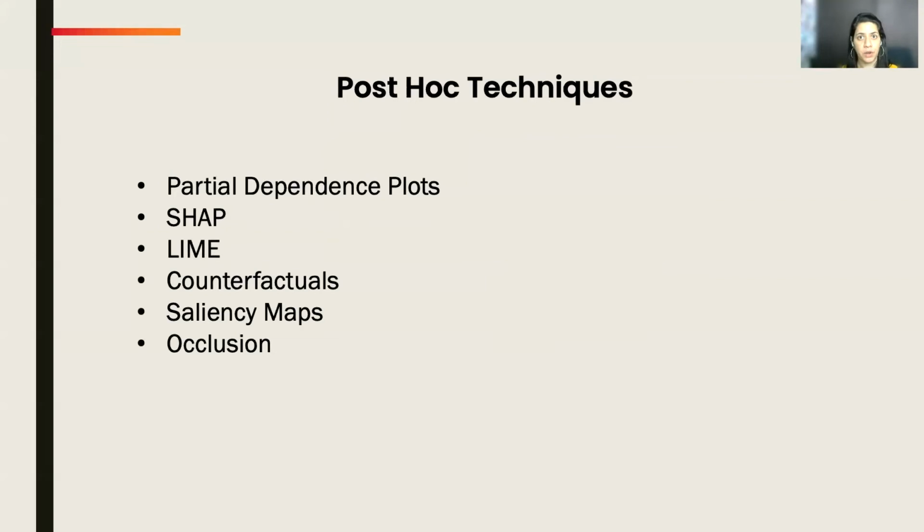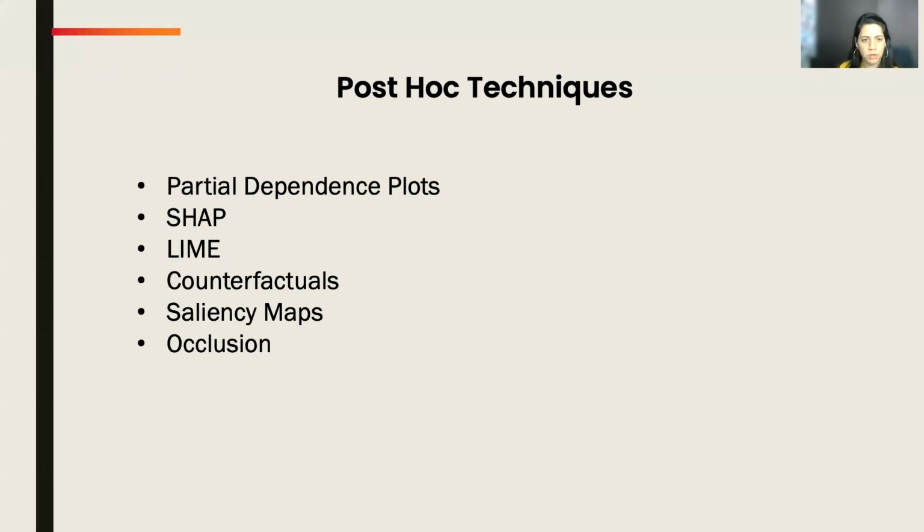Next, we'll talk about post hoc techniques, those techniques which are applied once the model has been trained. These are model agnostic, so you can apply them on any model. You train your model the way you would have done, and once you get your predictions, then you can apply these techniques. There are a lot of examples, like partial dependence plots, SHAP, LIME, counterfactuals, saliency maps, occlusions. This is for image, for text data, for tabular data, and so on.